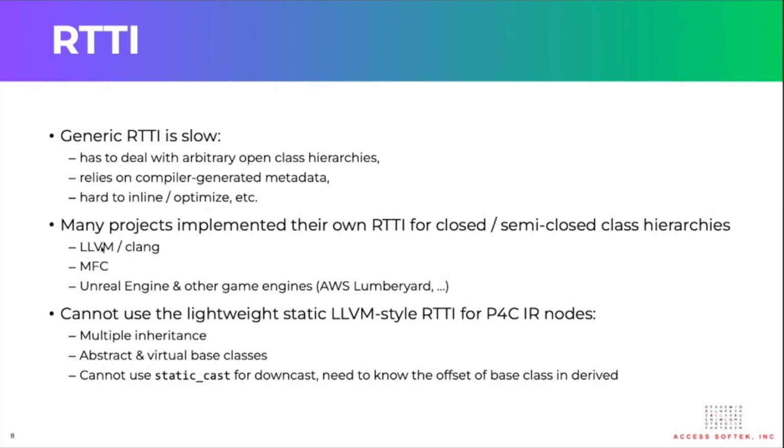As usual, for me, the first idea was: we have a pretty well documented, pretty well separated RTTI implementation in LLVM. Can we just reuse it from LLVM for P4C IR nodes? And sadly, no, because the overall P4C IR design for the node hierarchy is more Java style, with multiple inheritance, with abstract and virtual base classes. So we cannot use just static_cast for downcast. For downcasting we need to know the offset of the base class in the derived class. If we add lots of stuff on top of that, like multiple virtual inheritance, it quickly becomes a mess, and we cannot even do things by hand, and we need the compiler to do the majority of work for us.